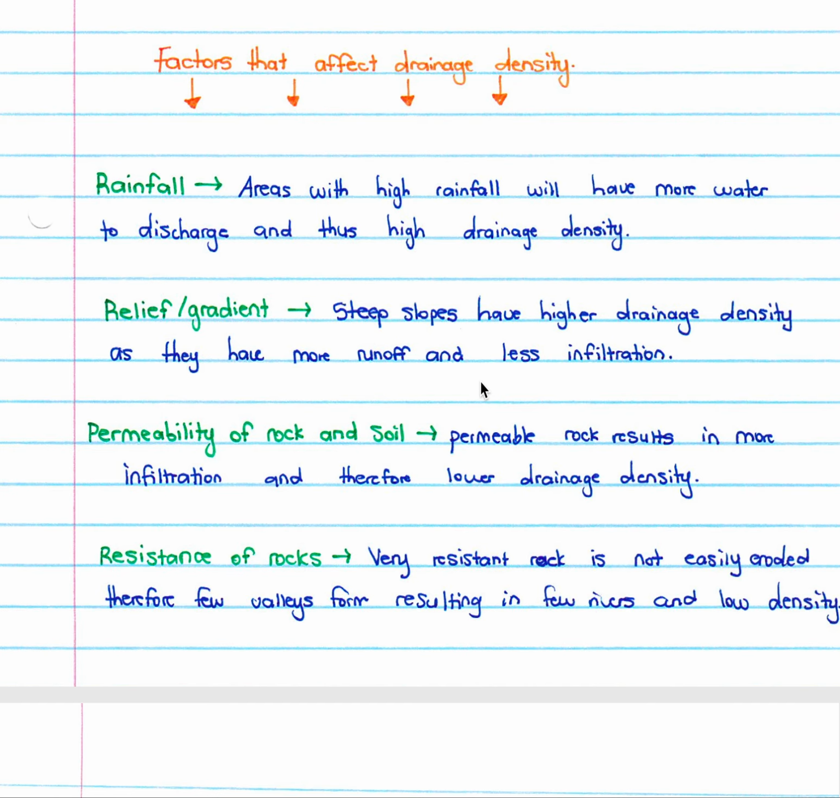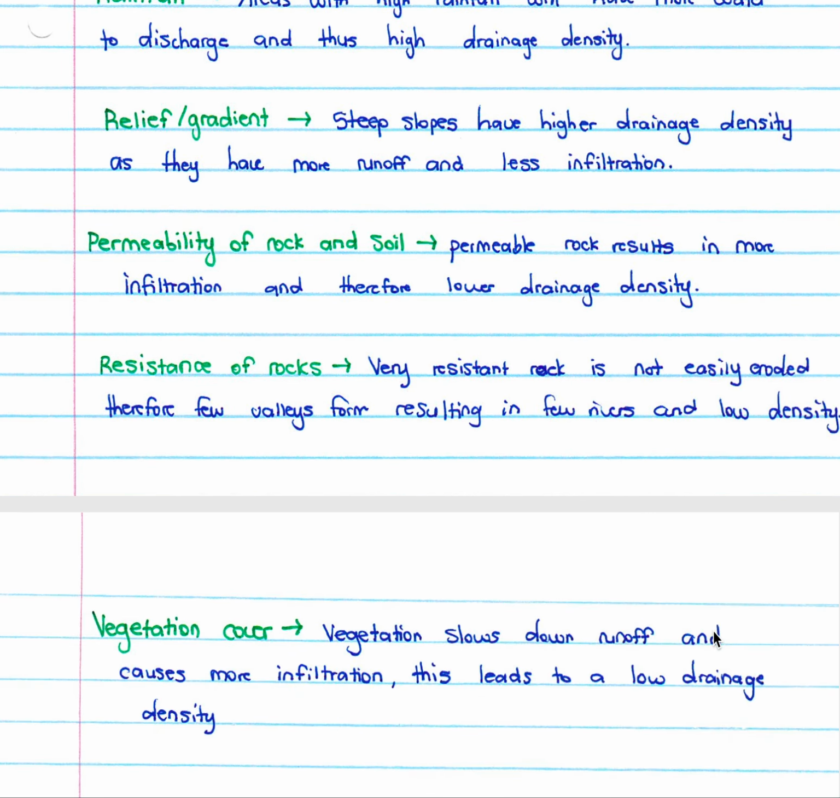Permeability of rock and soil: permeable rock results in more infiltration and therefore lower drainage density. If you have impermeable rock, there is less infiltration and more runoff, and this would lead to a higher drainage density. When we look at the resistance of rocks, very resistant rock is not easily eroded. Therefore, few valleys result, resulting in rivers being fewer in number and a lower drainage density due to the fact that there are fewer rivers and therefore less water being moved into river channels.